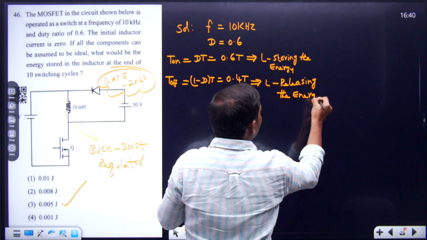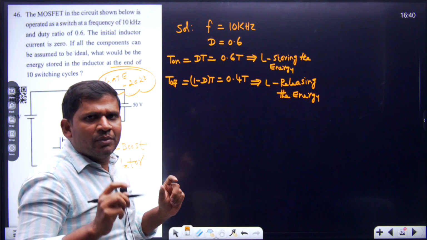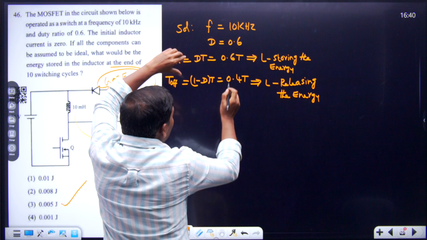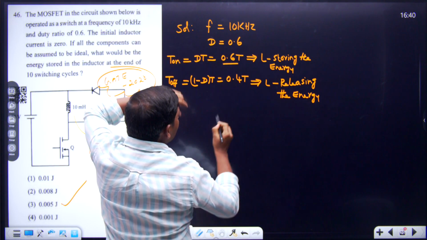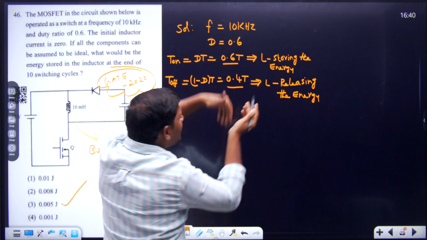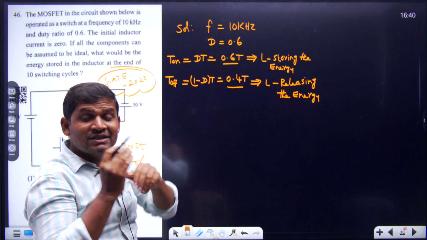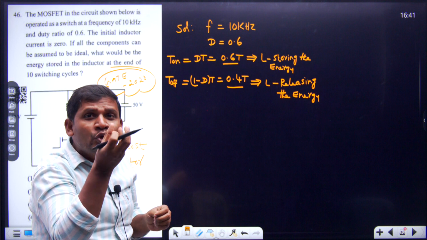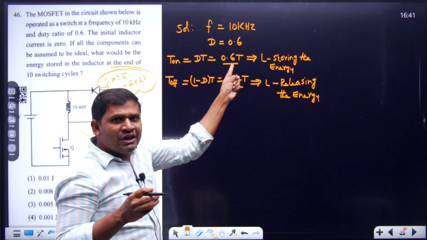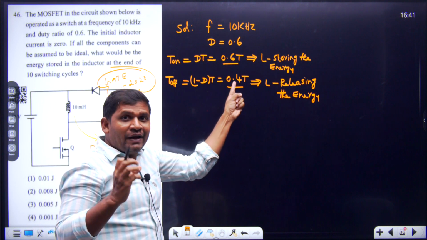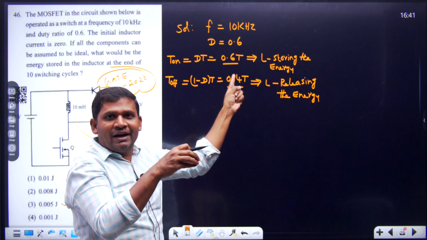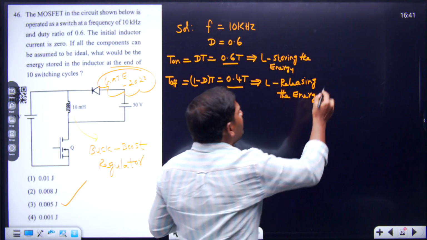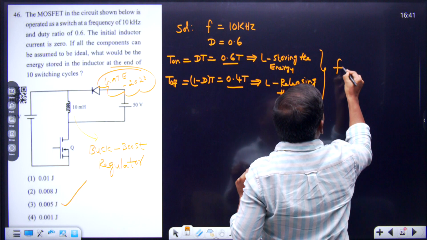Releasing the energy, but very simple observations, friends. 0.60 times is storing, 0.40 times only releasing. But still some energy is there, whatever the energy stored of 0.2T times. It is 0.60 times, it is 0.40 times. That is, the energy is present in the inductor for one cycle.